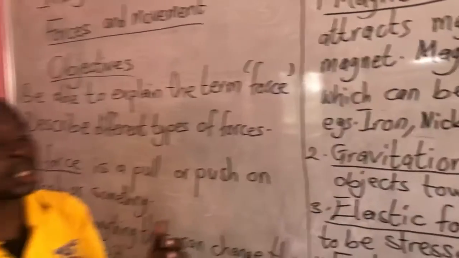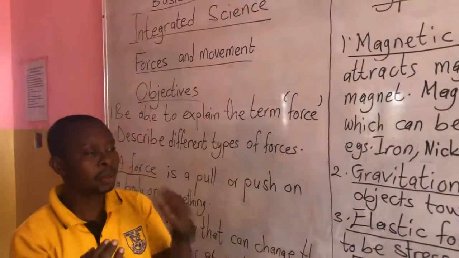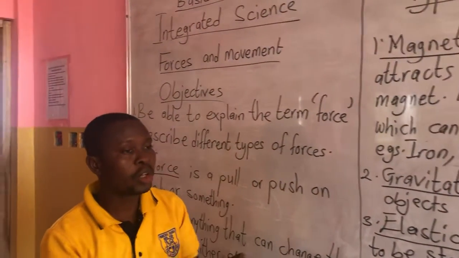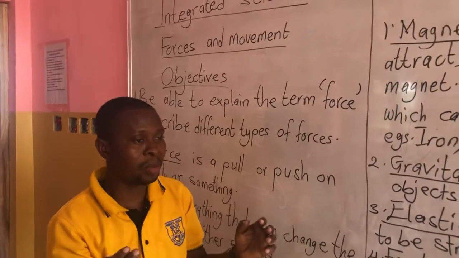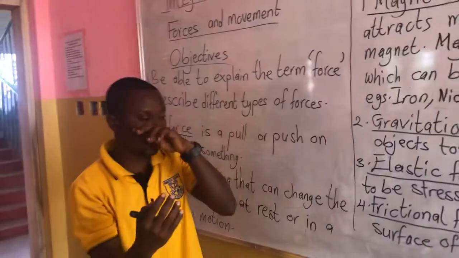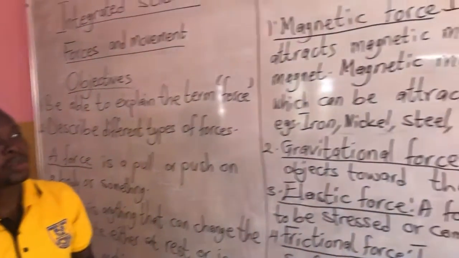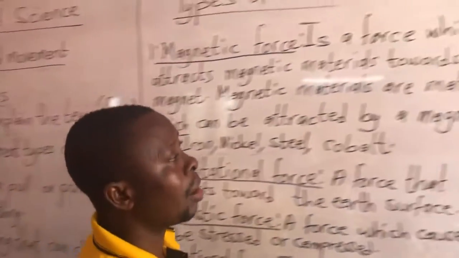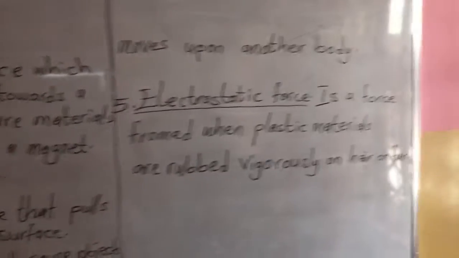It is this frictional force that helps moving cars to slow down or stop, or even when you apply the brake of a bicycle, it is this force that helps the bicycle to slow down or stop. Good. Now let's look at the last type of force.